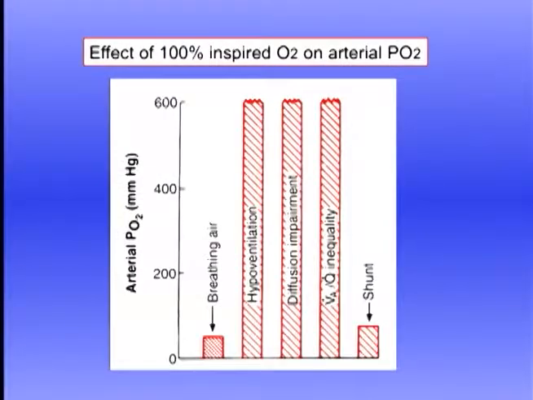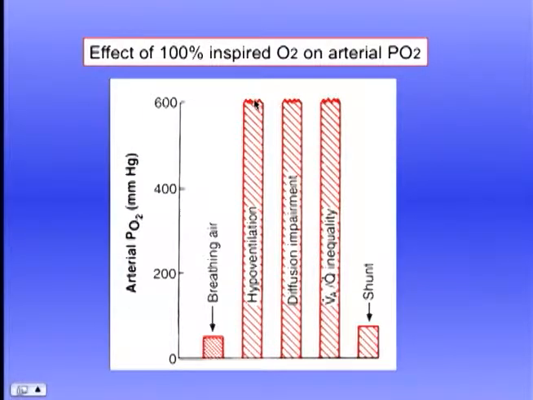And here what we've got is the effect of giving 100% inspired oxygen on the arterial PO2. Now, we don't always use 100%. In fact, we rarely do, but this is to show how effective it can be. So here we've got the arterial PO2 on this axis, and breathing air, the arterial PO2 is around about 90 to 100, something like that, the normal value. Now, what happens if a patient has hypoventilation and you give them a high inspired oxygen concentration? Well, the arterial PO2 can rise to an extremely high value.